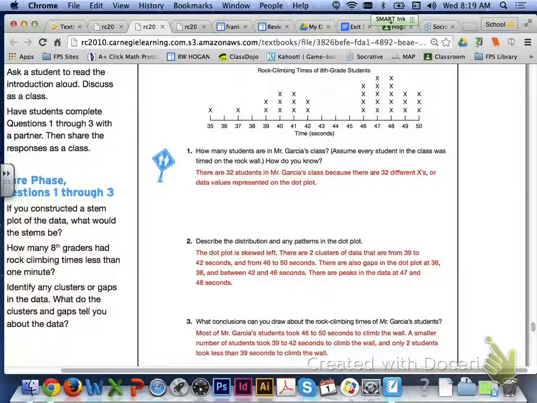And finally, for number 3, a couple of conclusions that you can draw from the rock climbing times of Mr. Garcia's students. Most of them took about 46 to 50 seconds to climb the wall. A smaller number of students took 39 to 42 seconds to climb the wall, and there were only 2 students that took less than 39 seconds to climb the wall. So a couple of observations just on my end from the teacher manual. Any other observations that you put down would also be good as long as you are analyzing the dot plot correctly.